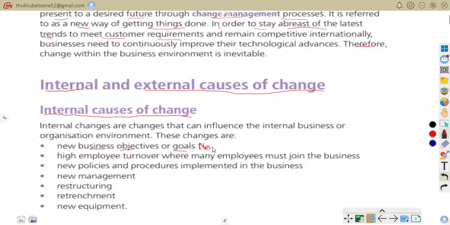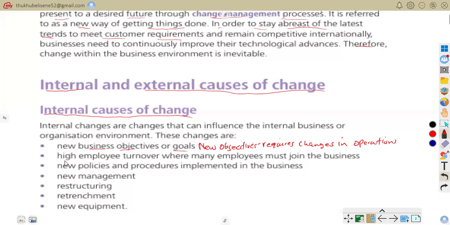New objectives require changes in operations. That's what we mean. For example, expanding from local to international markets. So that is what we mean when we talk about new business objectives or goals.